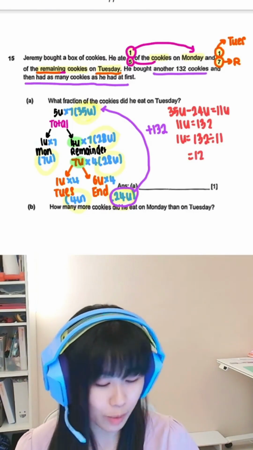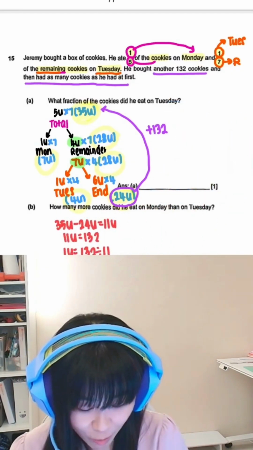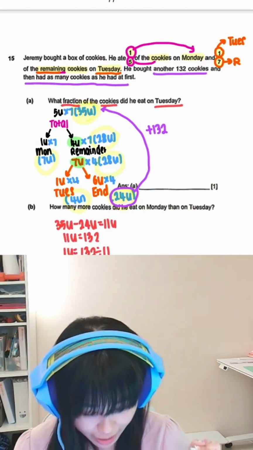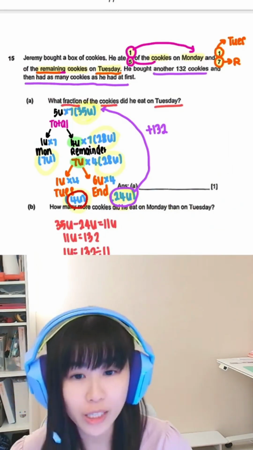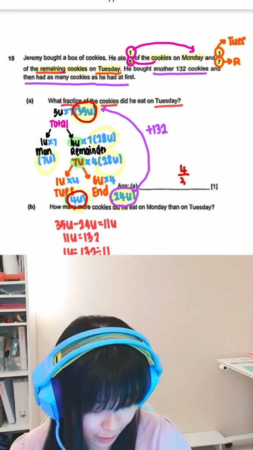Actually, I realize I'm doing part B already. Okay, no worries. Anyway, we need this anyway. They want what fraction of the cookies did he eat on Tuesday? Tuesday, 4 unit, out of total 35 units, so it's 4 out of 35. Done for part A.